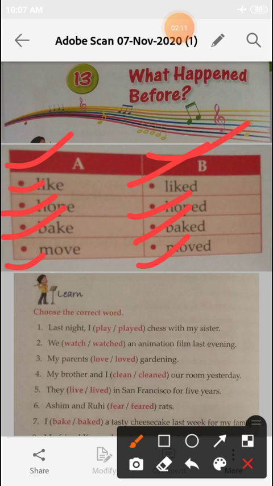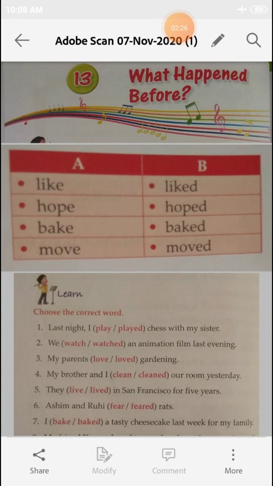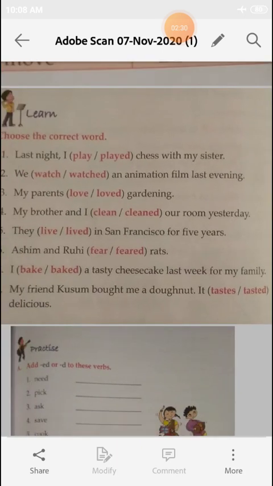We learn in this chapter how to change today words into yesterday words. This is a present time verb and this is a past time verb. Okay? Let us solve some exercises of this chapter.